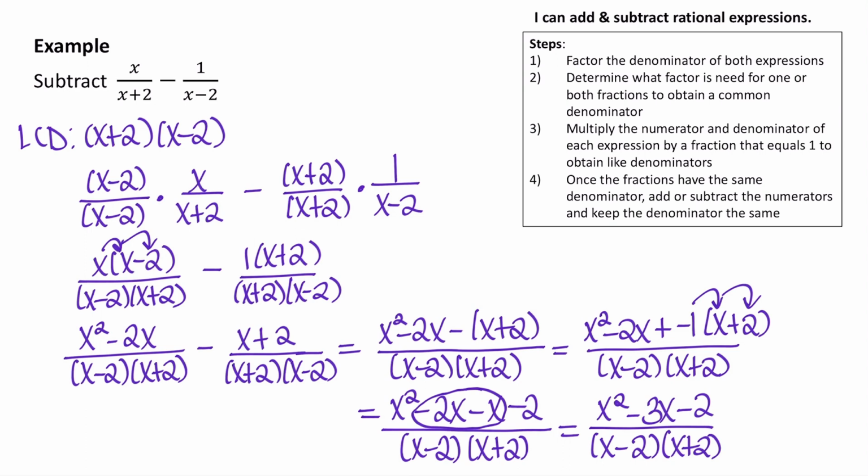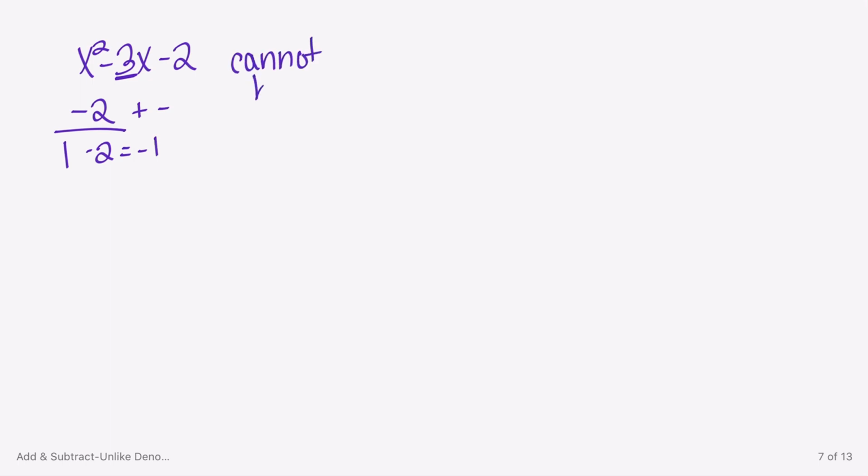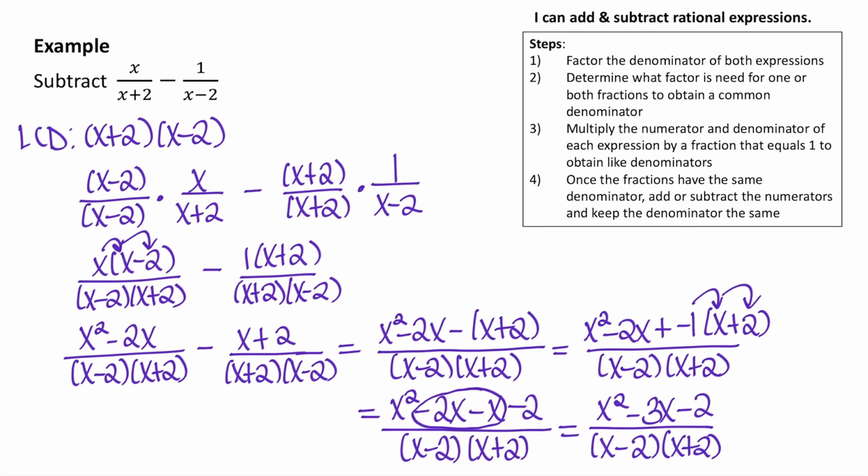So now we want to check if we can factor the numerator. So I have x squared minus 3x minus 2. So I need two factors of negative 2 that add up to negative 3, but the only factors of negative 2 I have are 1 and negative 2. Since this is a negative number, they need to have opposite sign, and since 3 is negative, I make the bigger factor negative. But you can see that they add up to negative 1. So this cannot be factored, so we can just leave our answer as it is. Okay, if you can't factor, just leave what you have, and that is your final answer.